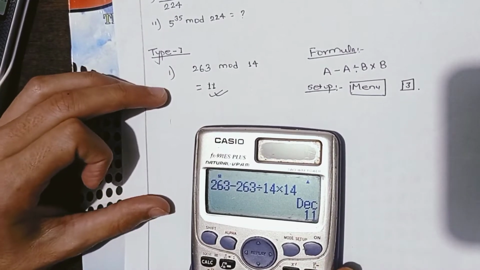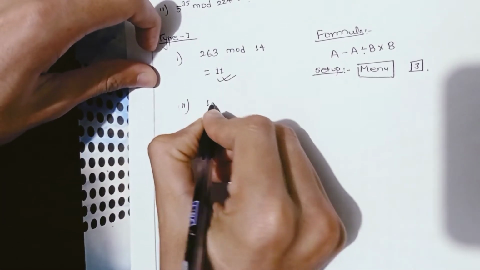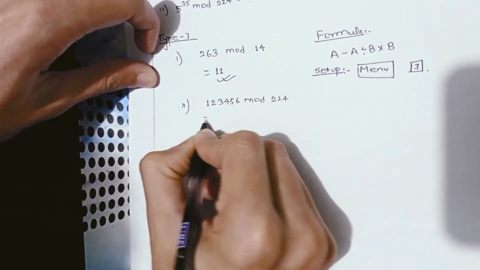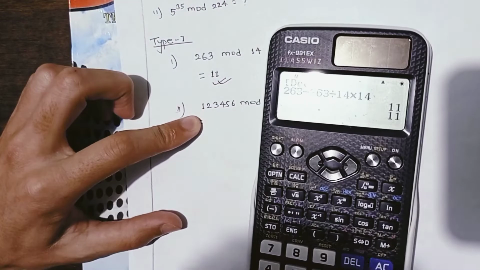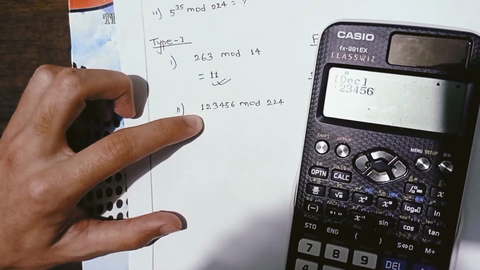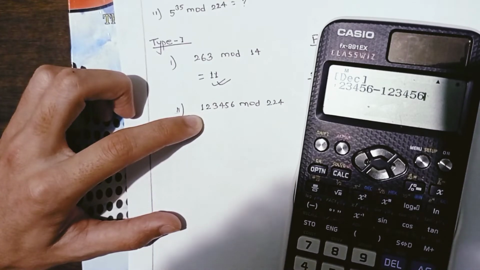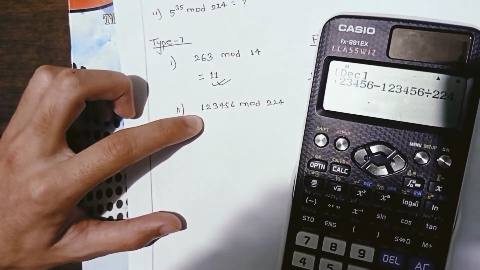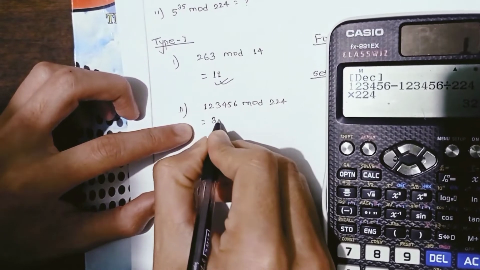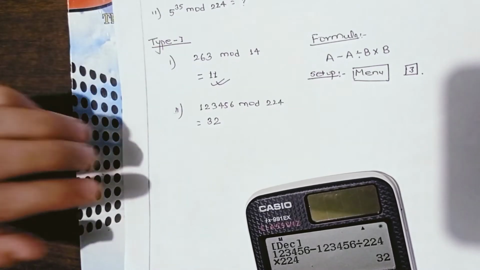Okay, now let's try the same with question number 2, that is 123456 mod 224. Let us try. 123456 minus 123456 divided by 224 into 224. You'll find here 32. 32 will be the required remainder of this number. This is of type 1.